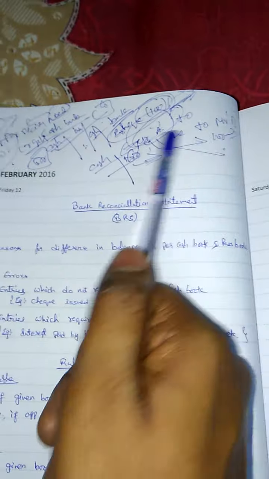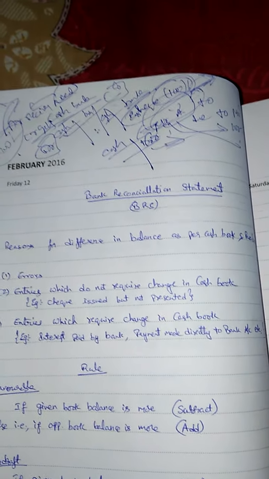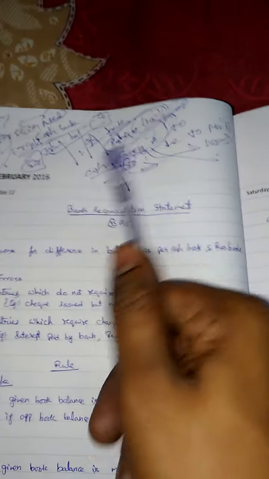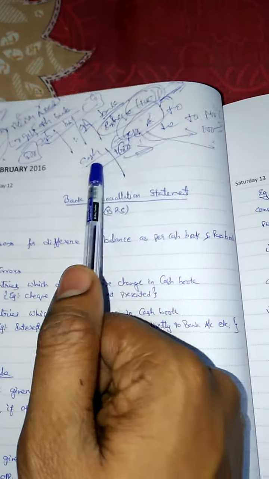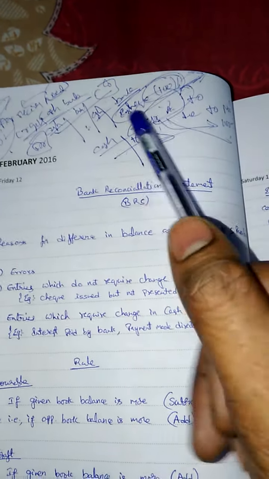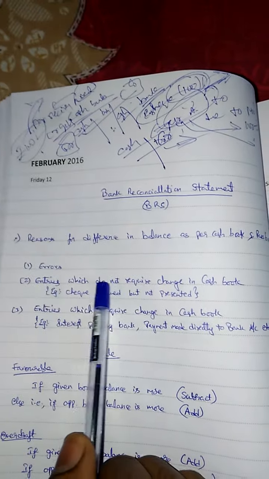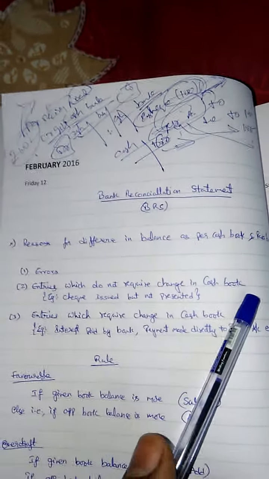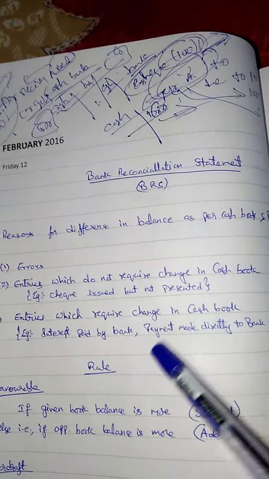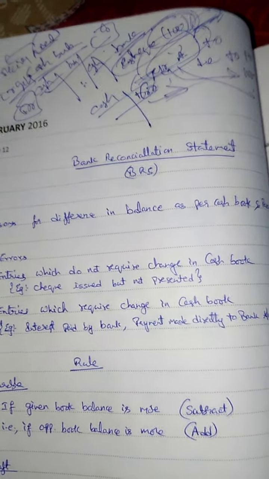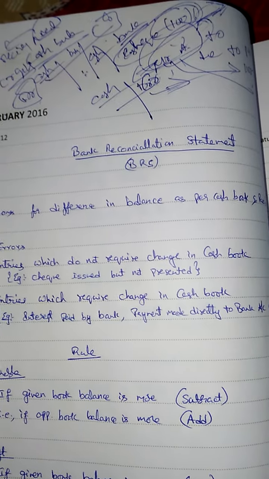Here this entry, the check issued but not presented for payment, need not be entered in the cash book because the check has not yet been presented. But when I'm making an entry which results in a difference between cash book balance and passbook balance, that is one reason, that is entries which do not require change in cash book. Another is entries which require change in cash book, that is interest paid by the bank, payment directly made into the bank account, or standing instructions executed by bank.